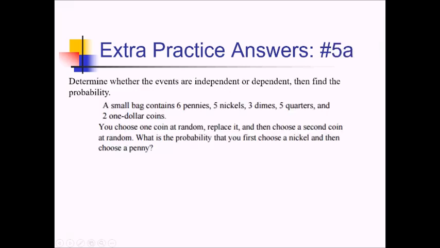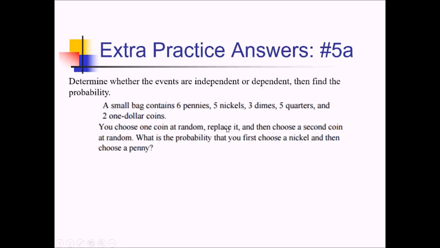For this set of problems, we need to figure out if the events are independent or dependent and find the probability. So in these particular problems, we have a small bag with 6 pennies, 5 nickels, 3 dimes, 5 quarters, and 2 $1 coins. We choose one coin at random, replace it, and then choose a second coin. We want the probability that you first choose a nickel and then a penny. So first off, independent or dependent?